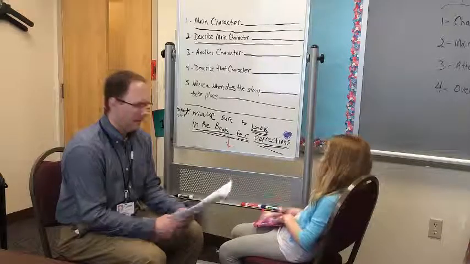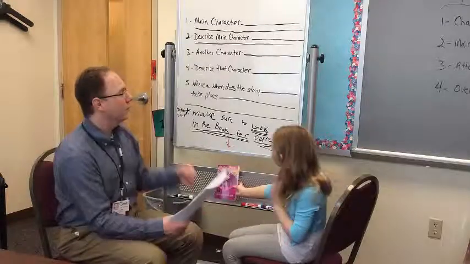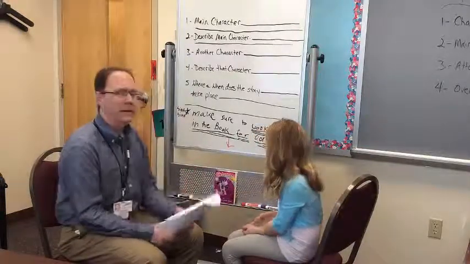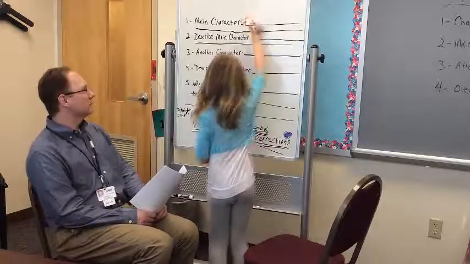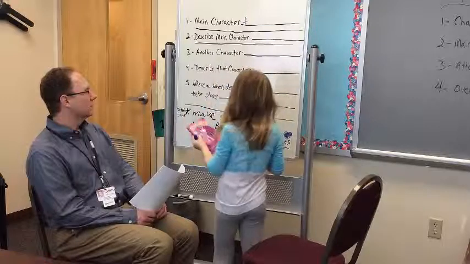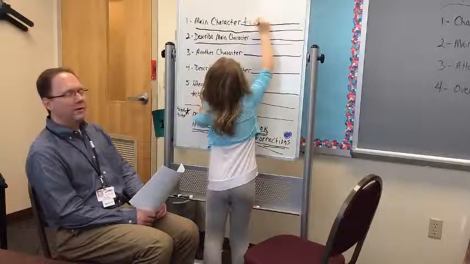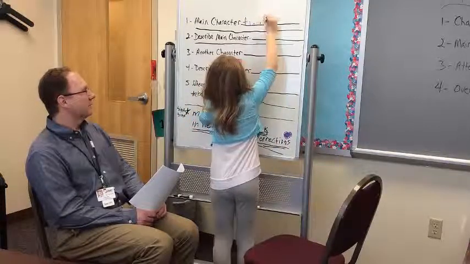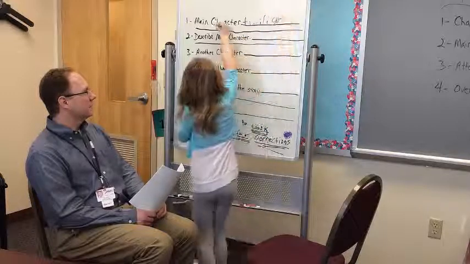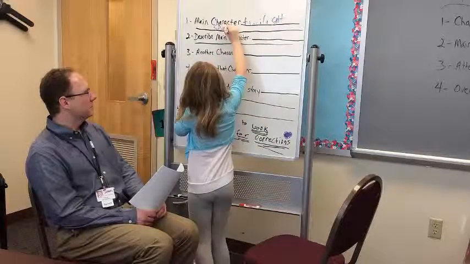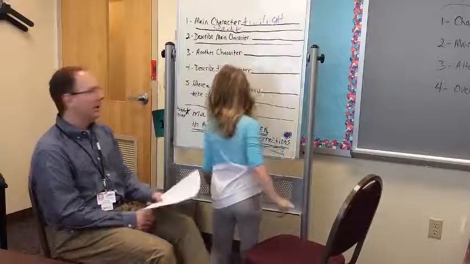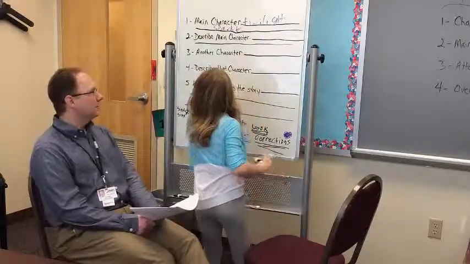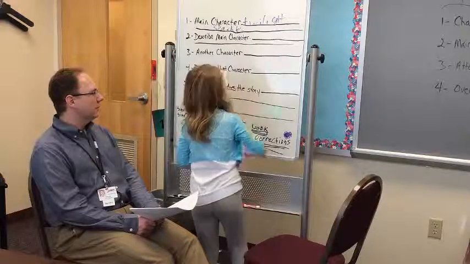Okay. All right, so question number 1. Who is the main character in the Twilight Sparkle book? And I'm going to look in the book for some answers. We're going to allow a look back. Okay, Twilight Sparkle. And when we capitalize a name? Yeah. Okay.